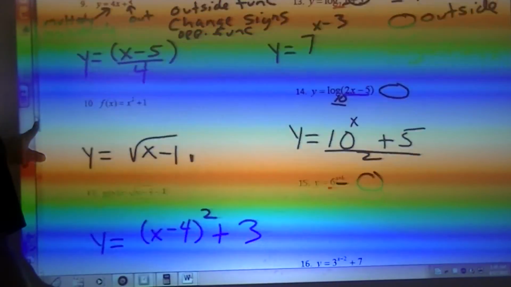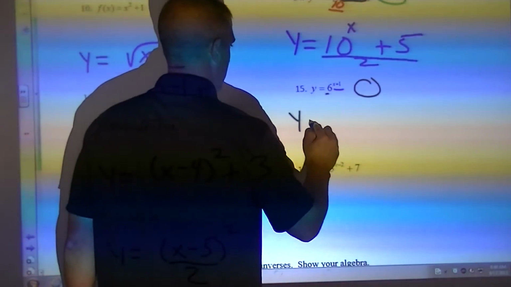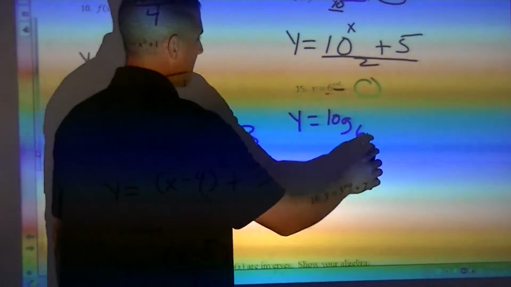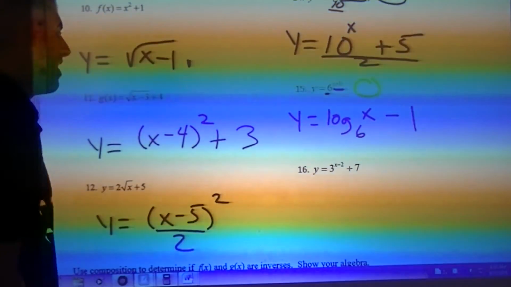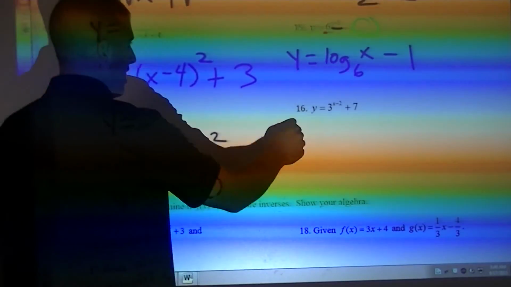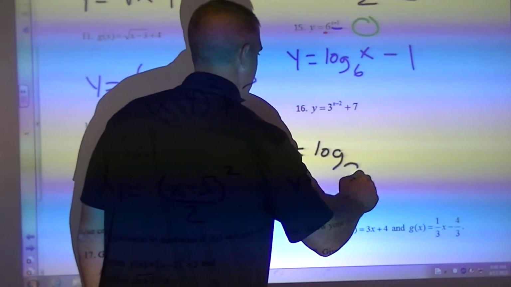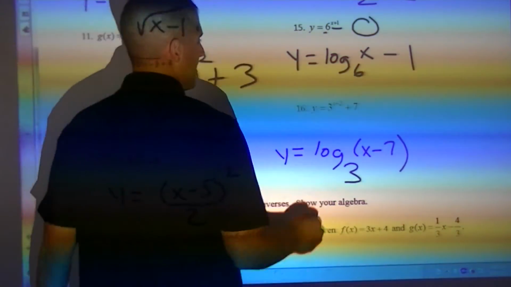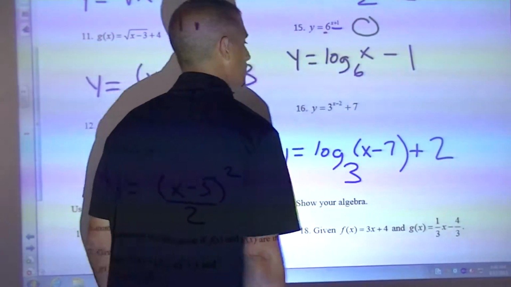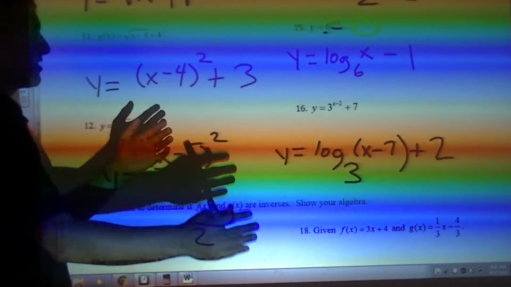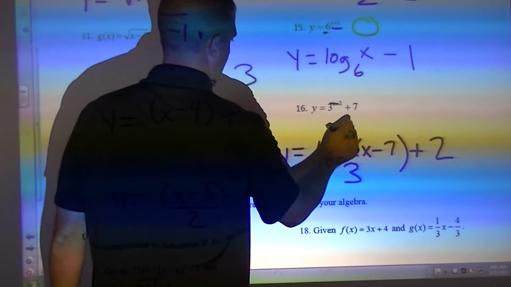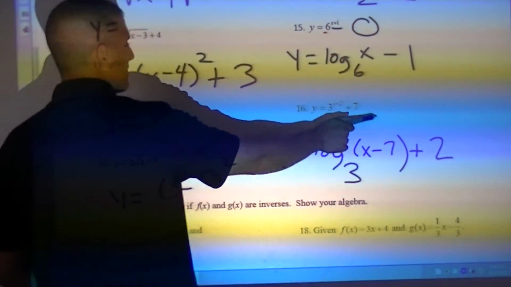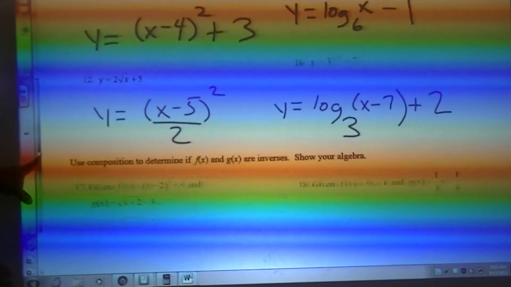So I'm going to turn that into y equals log base of 6. Now, that's plus 1 on the inside. Now it'll be minus 1 on the outside. On this one, I'm going to turn this to log base 3. The plus 7 is on the outside, but now it'll be minus 7 on the inside. Minus 2 on the inside, but now it'll be plus 2 on the outside. So you just take some practice. Inside now becomes opposite outside. Outside becomes opposite inside. It's the fastest way, the most accurate way to do that.